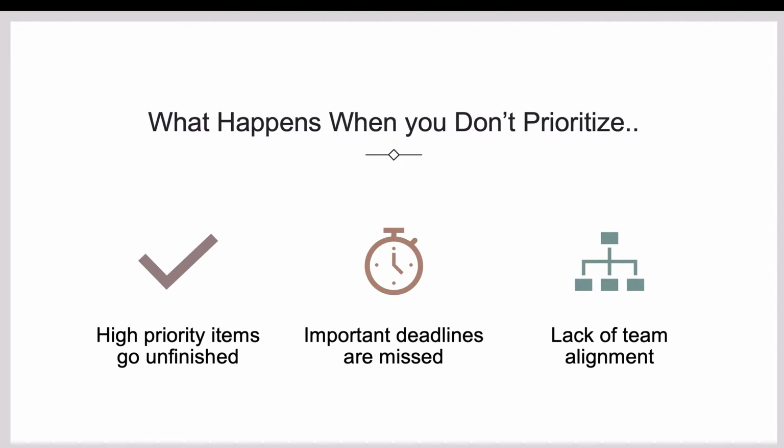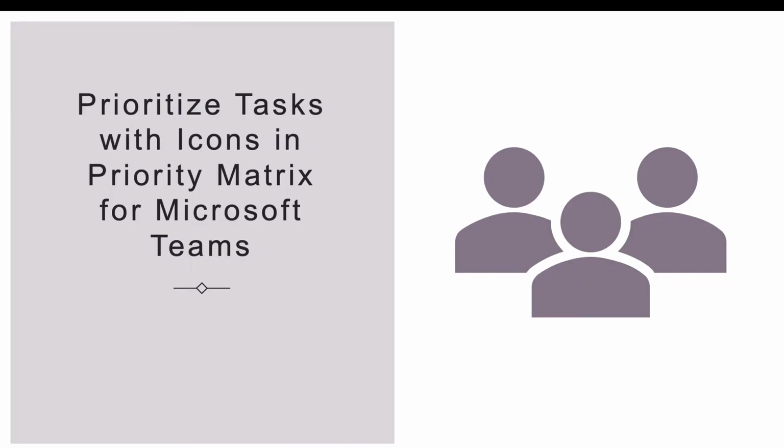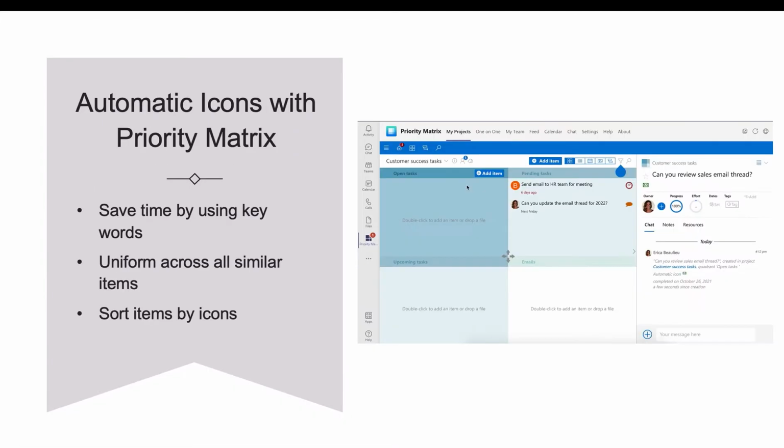When teams are not able to effectively prioritize their tasks, common problems include high priority items not being completed, important deadlines being missed, and a general lack of alignment across the team and departments. When you add Priority Matrix to Microsoft Teams, you're immediately able to prioritize your tasks in several ways, such as setting deadlines, using the four quadrants, and adding icons to your items. Let's take a look at why your team should prioritize tasks by using icons in Priority Matrix for Teams.